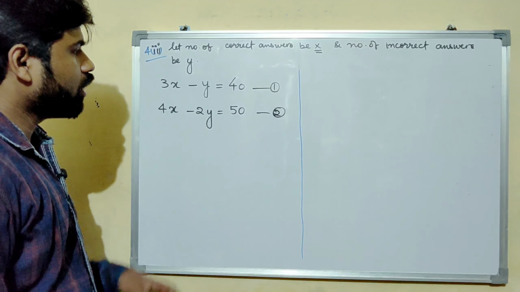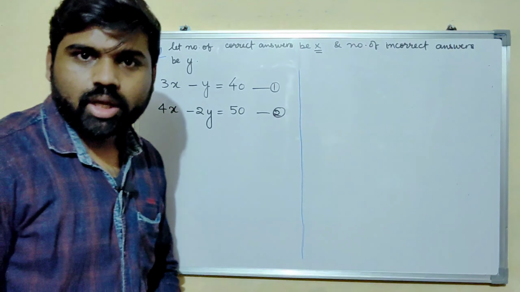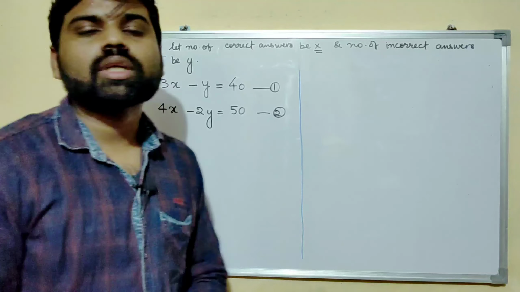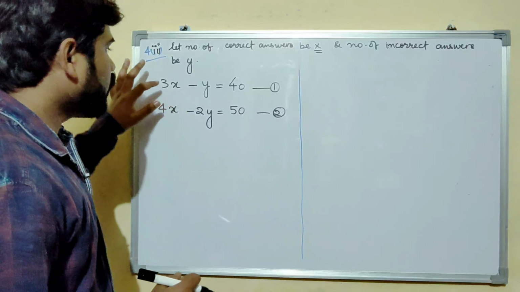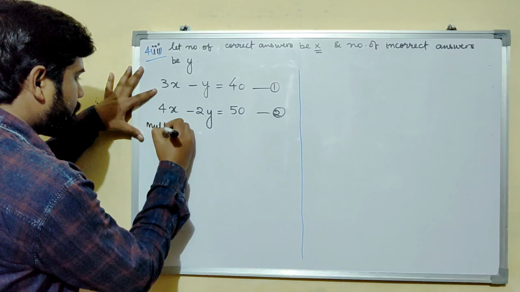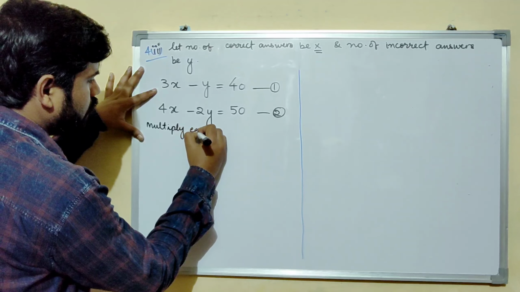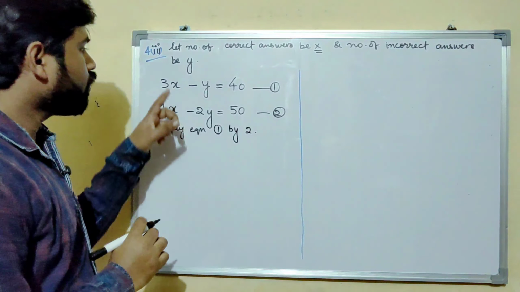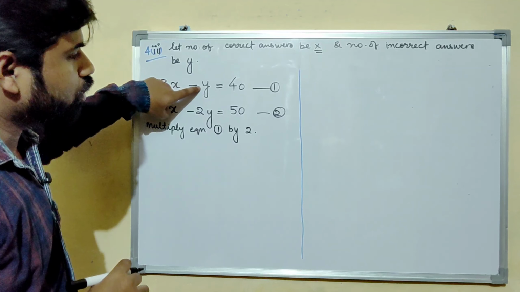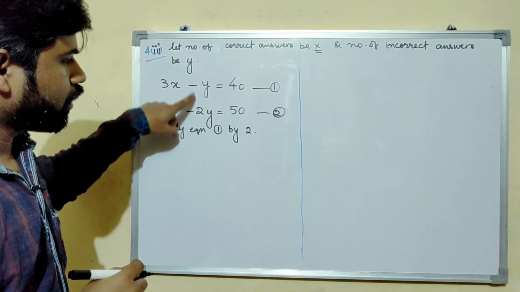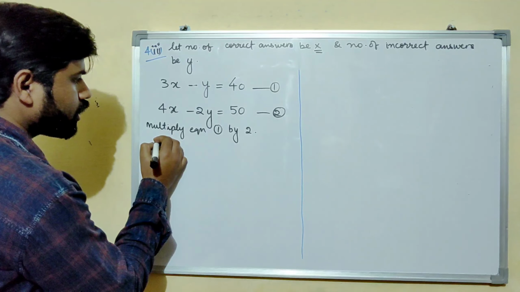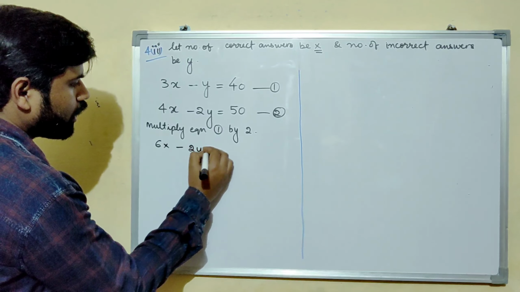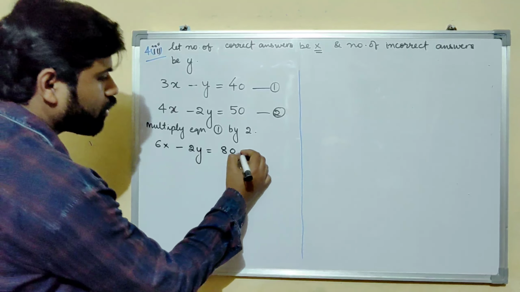Now here you can see that we can make the coefficient of y equal by multiplying the first equation by 2. I have already told you that the elimination method is easier to calculate. So multiply equation 1 by 2. Why are we doing so? We are doing so to make the coefficient of y equal. So your first equation will be converted into 6x minus 2y equals 80. This will be your third equation.